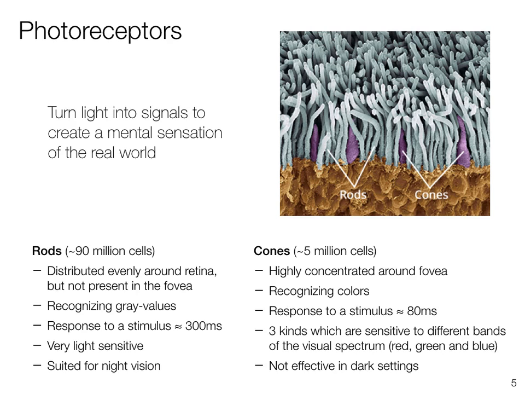On the other hand, there are the cones, which are much fewer. There are much fewer cones in the eye, and they are really specialized photoreceptors. So first of all, there are three kinds of cones that are responsible for three different bands of the visual spectrum, so that we can differentiate between millions of colors. And the cones are centered around the fovea, so they are really in the center of our focused attention. And the cones are basically not working so well in dark settings.